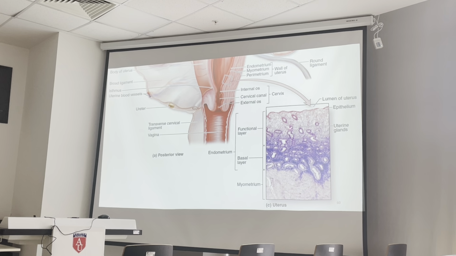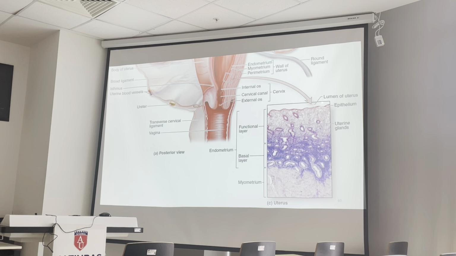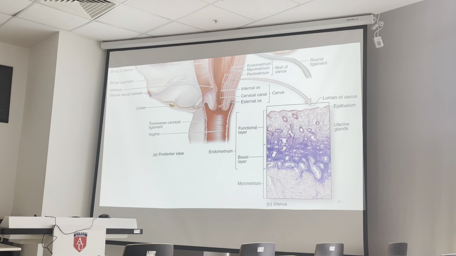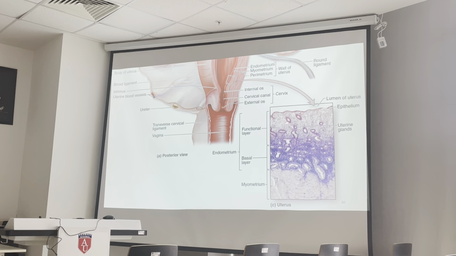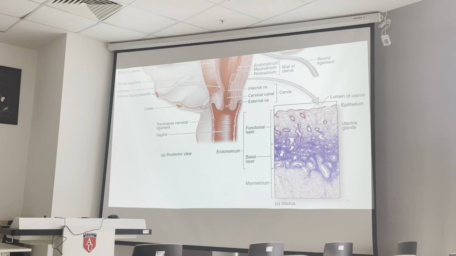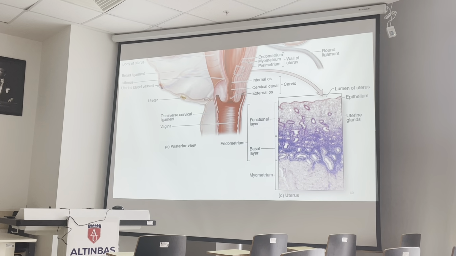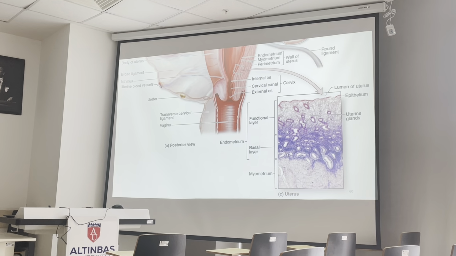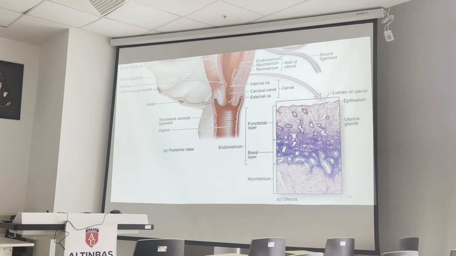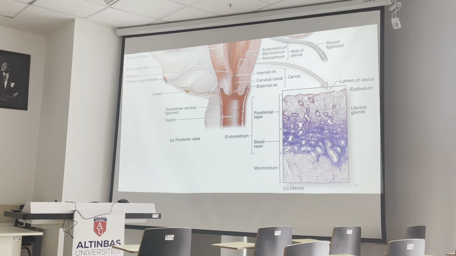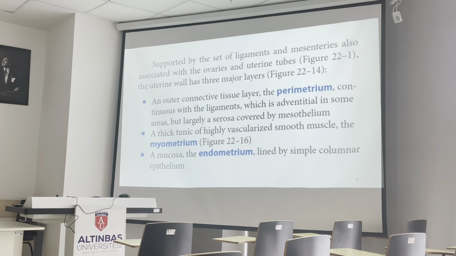The endometrium is covered with simple columnar epithelial cells. These cells invaginate into the connective tissue under the epithelium and form the uterine glands, and between the glands and under the epithelium we have the connective tissue, or stroma, of the uterus.